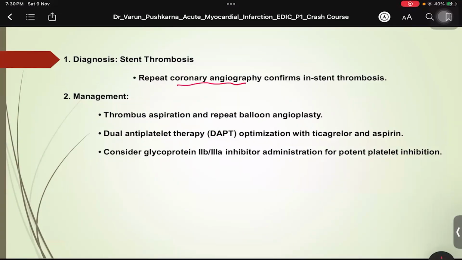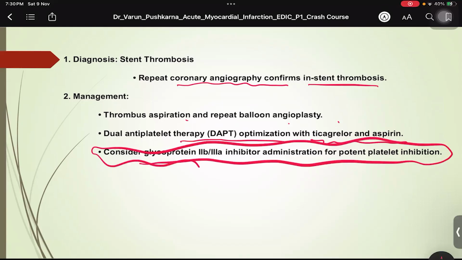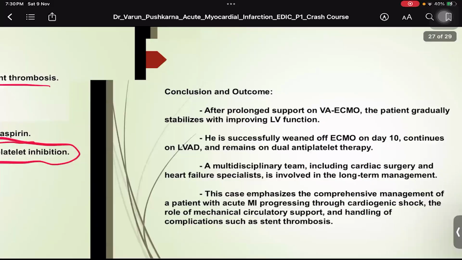So repeat coronary angiogram confirms the patient with in-stent thrombosis. Thrombus aspiration and repeat balloon angioplasty was done. DAPT was changed to ticagrelor plus aspirin, and we can also give 2B3A inhibition in these cases.